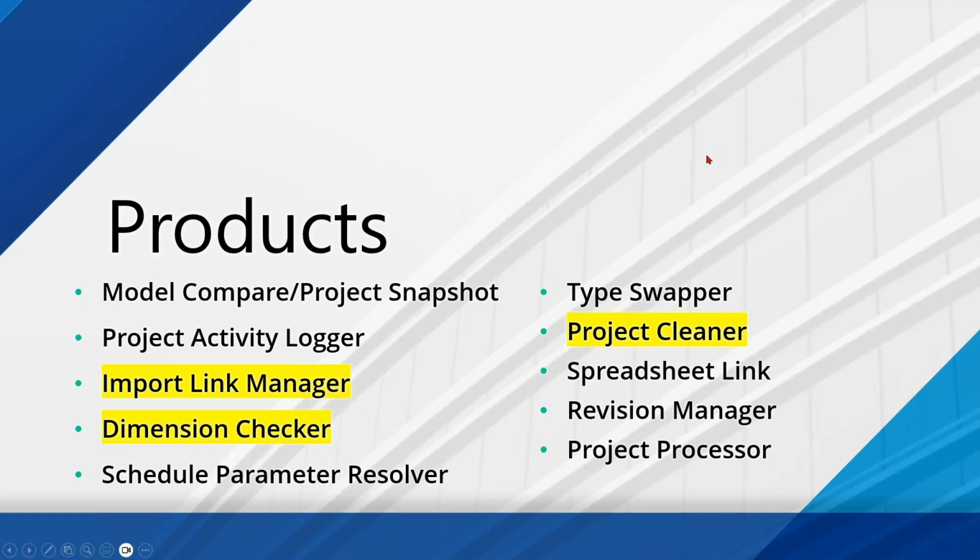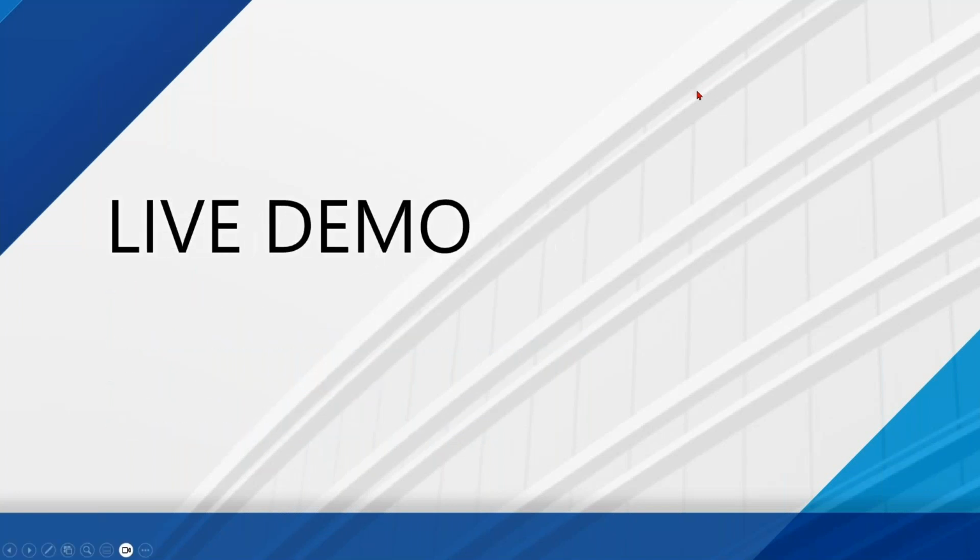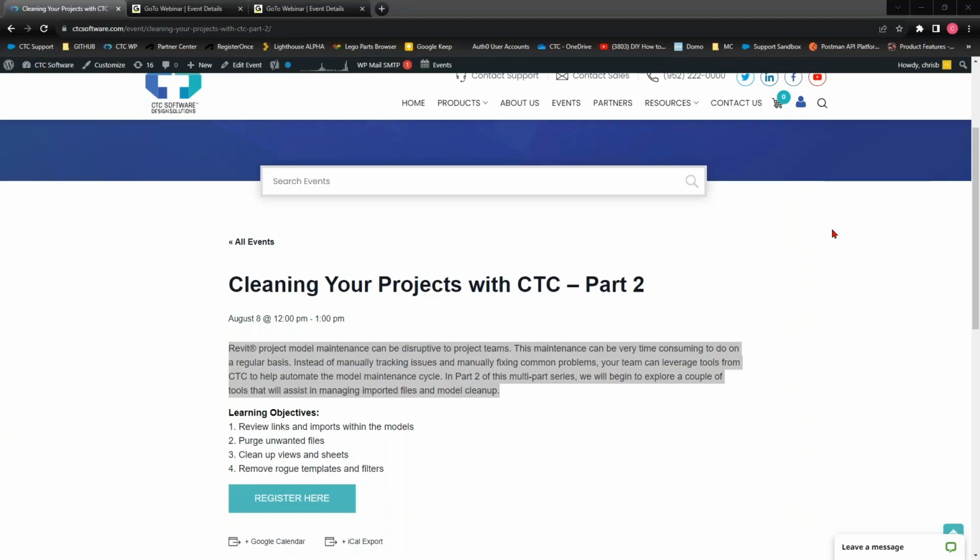So today, specifically, we're going to do our recap, review how links and imports can be managed within our models, quick ways to purge out elements that don't need to be there, and how to deal with poor dimension overrides specifically. We're just going to jump right into it. There's no point in showing you a bunch of screenshots when I can just show you the tools.